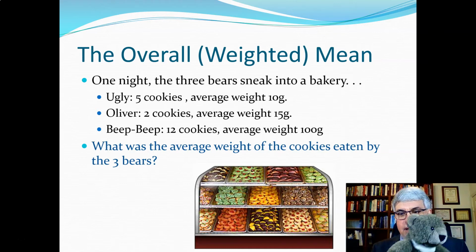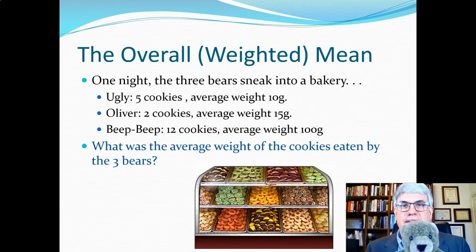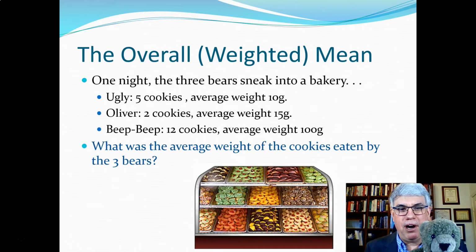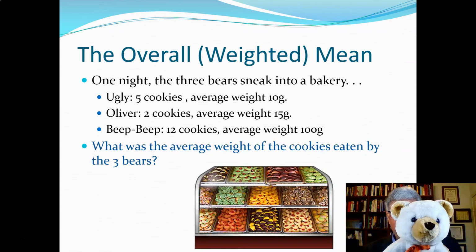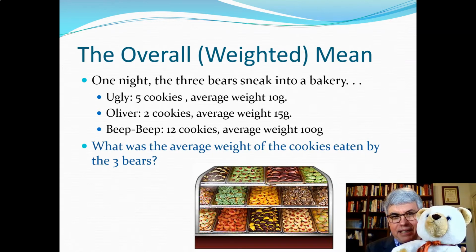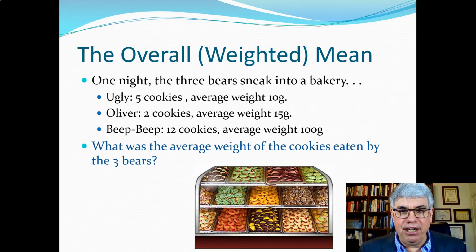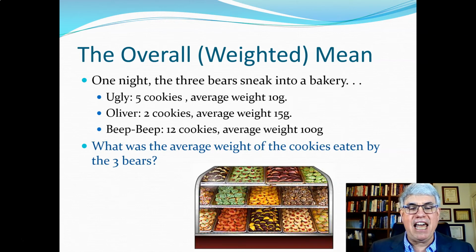Oliver, who's somewhat larger, also tends to be a little bit better behaved, perhaps a little bit wiser. He had 2 cookies, and the average weight was 15 grams. And then Beep Beep, who kind of lives for the moment, had 12 cookies, and the average weight of the cookies was 100 grams each. He looked for the biggest cookies that he could find, and he ate as many as he could.